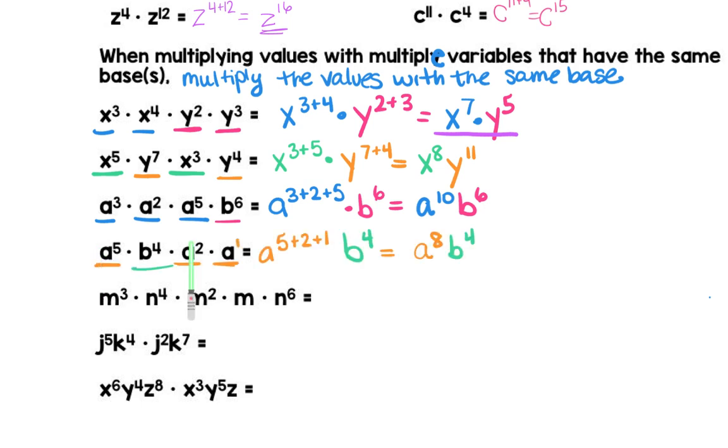We're not multiplying that by anything because that is the only one of its base. A to the 5th times a to the 2nd times a, which is a to the 1st power, is a to the 5 plus 2 plus 1, times b to the 4th gives us a to the 8th, b to the 4th as our answer.